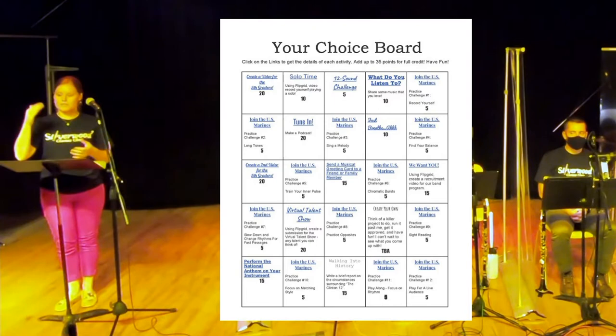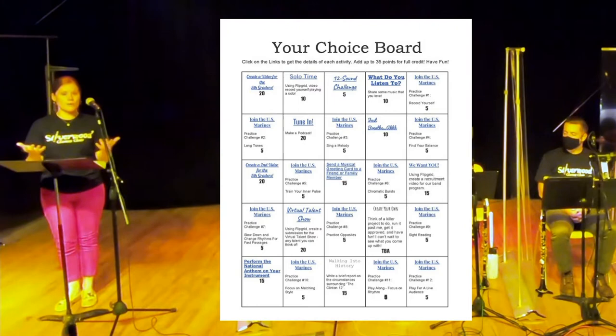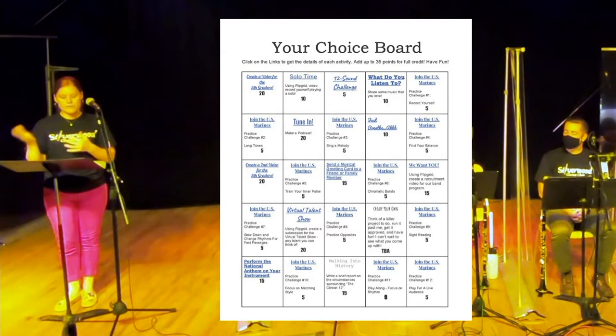Things like, we're working on a piece called Walking into History by Richard Saucedo, and it is about the Clinton 12 in Tennessee. And so one of the choices was to write a little report on the Clinton 12 and what that situation was about. And so that was just a writing sample. But then there were others, most of them had to do with playing their instrument. So tricking them into playing, right? We still want them to play.